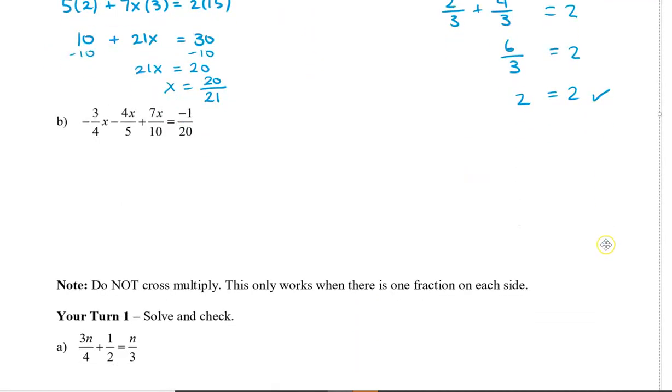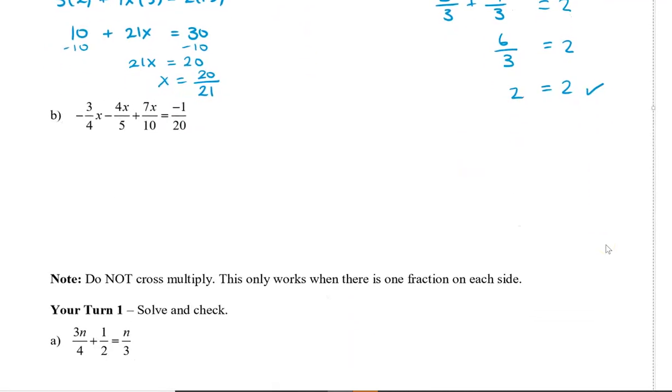All right, let's try another one. So here we have 4 denominators, 4, 5, 10, and 20, and we can see that the LCD is 20, because 4, 5, 10, and 20 all can go into 20. So we're going to multiply every term by 20. And like I said before, this gets a little bit messy and crowded, so I'm actually going to rewrite this out after.